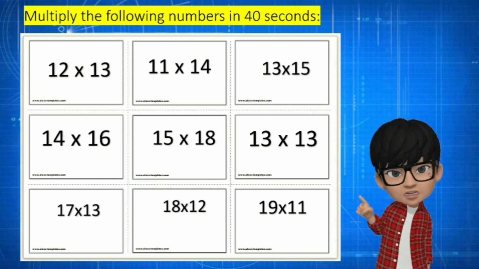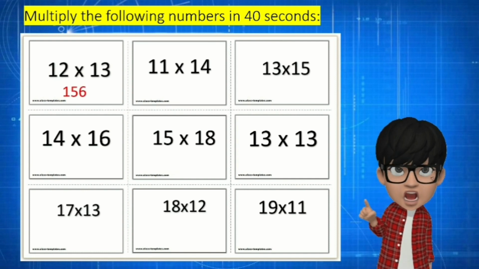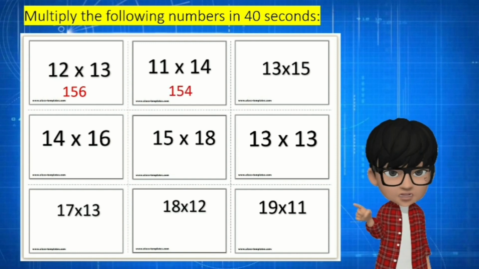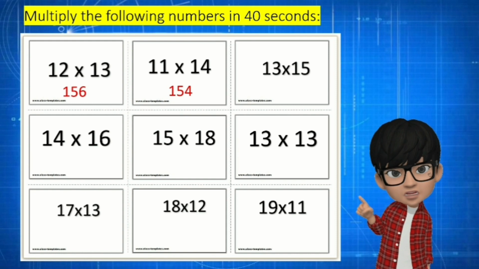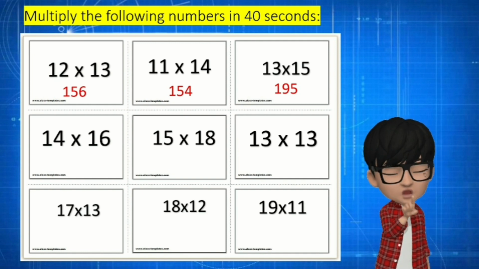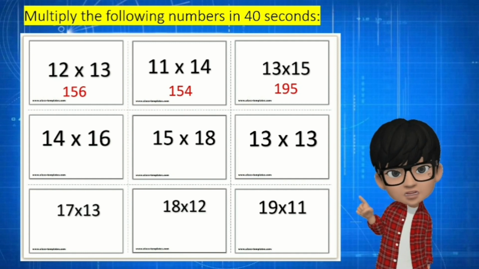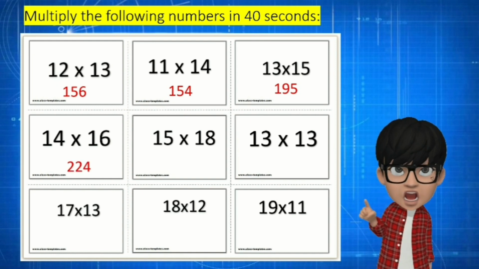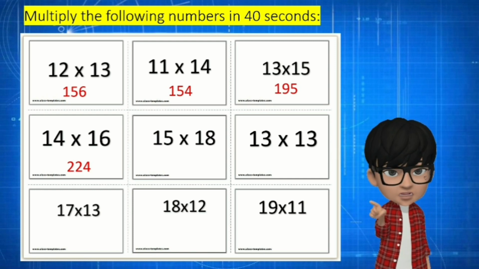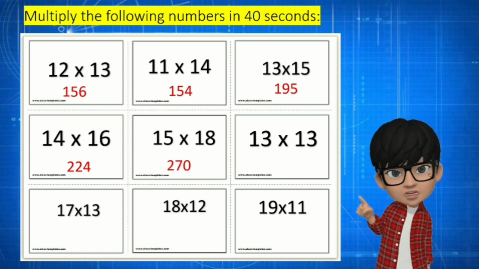For number 1, we have 12 times 13. The product is 156. Number 2, we have 11 times 14. The product is 154. For question number 3, 13 times 15. The product is 195. Next, we have question number 4. 14 times 16. That is 224. Next, for 15 times 18. The product is 270.